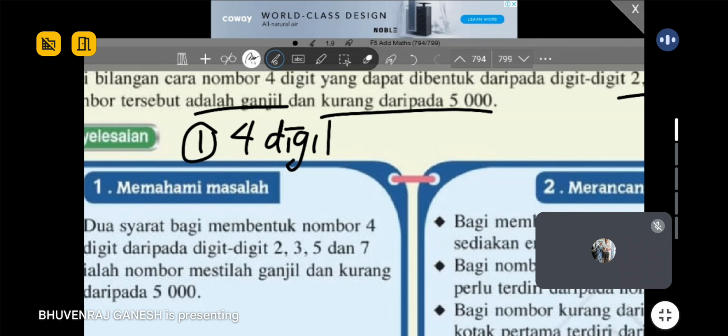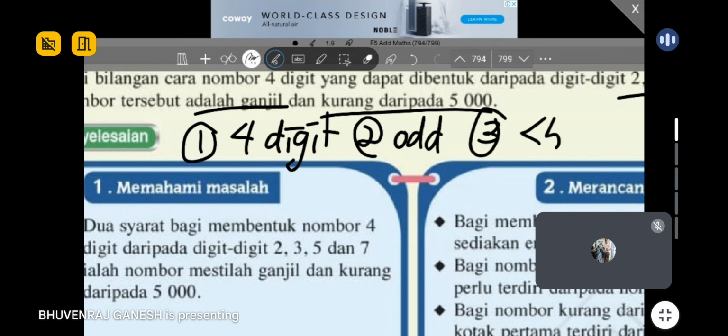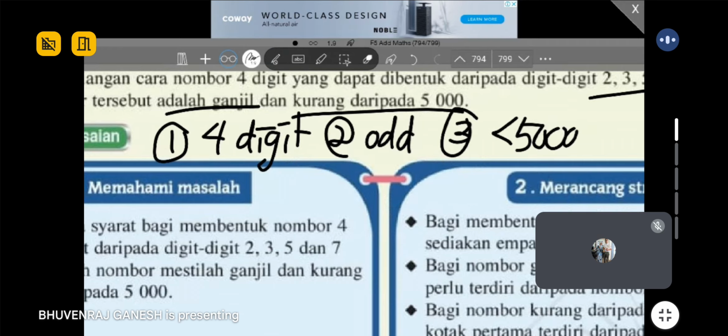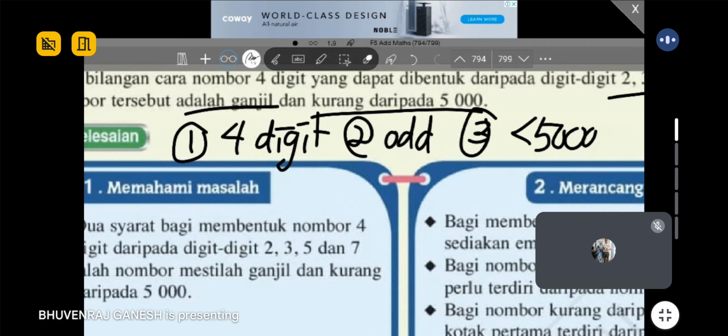Yeah, never mind. Okay, so first one is 4-digit. Second one is odd, ganjil. Third one, it is less than 5,000. Lebih kurang dari 5,000. So guys, can you see here? You have 3 limitation, 3 had. So you need to consider every single case one by one.